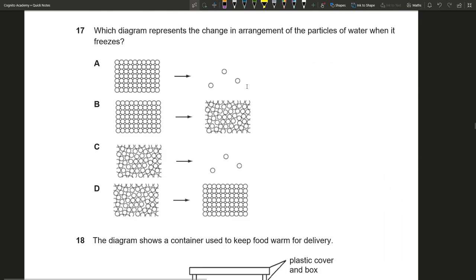Question 17, which diagram represents the change in arrangement of the particles of water when it freezes? So freezes, it's changing from liquid to solid. So liquid, we have a close but not regular arrangement of the particles. So it can't be A or B because they are regular. What we want is something like the start of C or D. And then to solid, solid becomes the close regular arrangement of the particles of water. So the answer here is D.